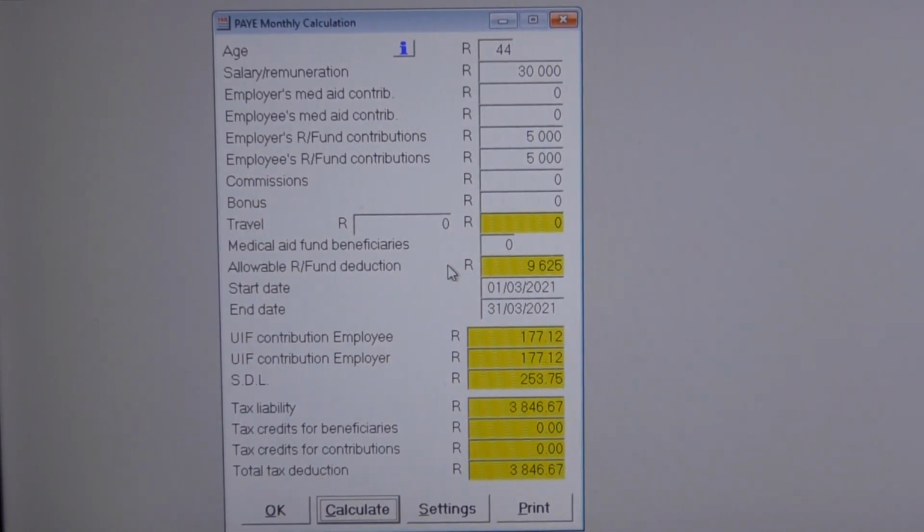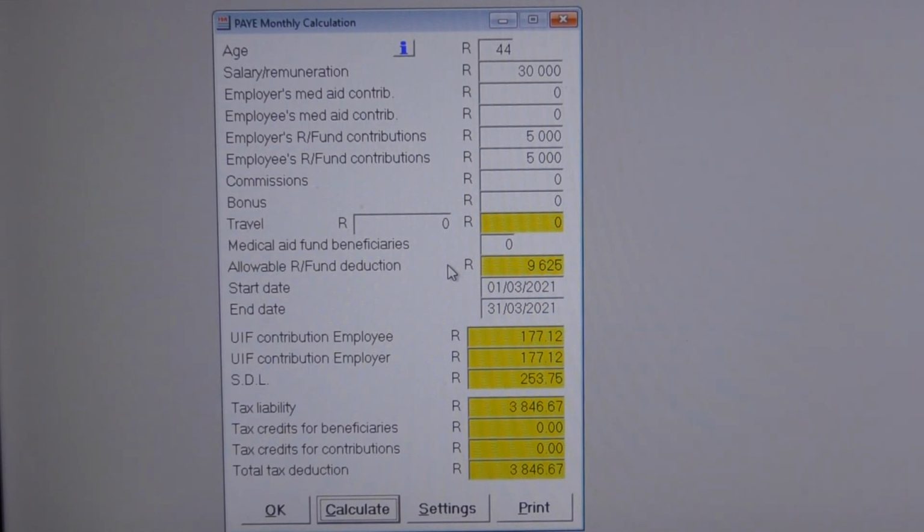Both the employer's 5,000 Rand plus the employee's 5,000 Rand may be considered as a deduction against income, but SARS's 27.5% formula may limit this. The 2 contribution amounts come to a total of 10,000 Rand, but this deduction is limited to 27.5% of remuneration. The remuneration is 35,000 Rand, and 27.5% of 35,000 Rand is 9,625 Rand as shown here.